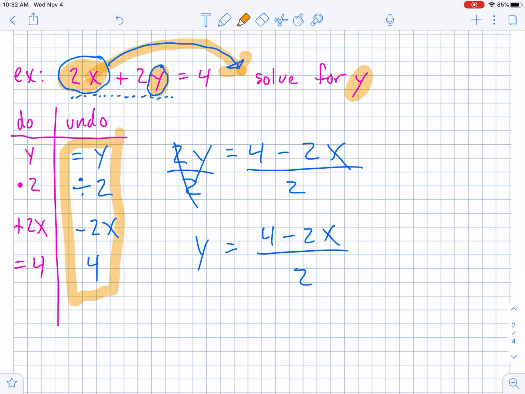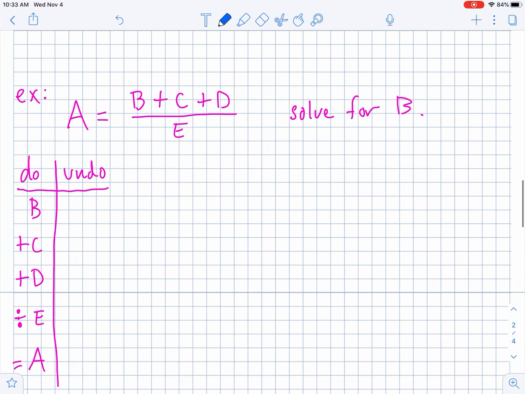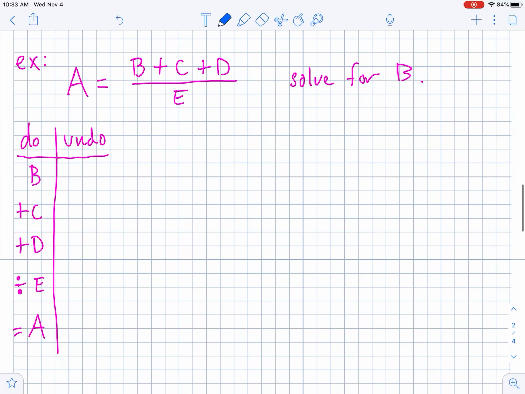Oh, but you know what, you guys? There's a simplification we can do here. Yes, we got y by itself, but do you see how this 2 can go into this 4 and this 2? That means if everything in the numerator is divisible by the denominator, you can reduce it like a big fraction. So this becomes 2 minus x, and then the 2 on the bottom disappears. So the 2 went into the 4 and into the 2. So 4 over 2 is 2, 2 over 2 is 1, but we don't write the 1.